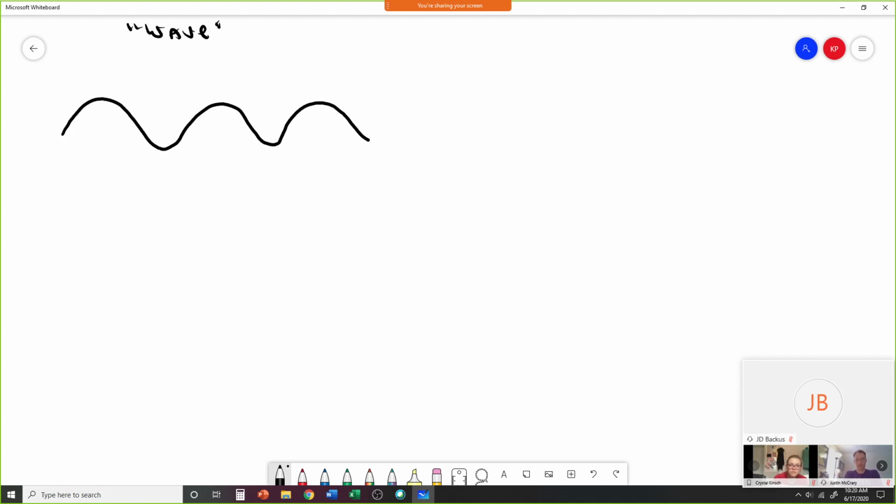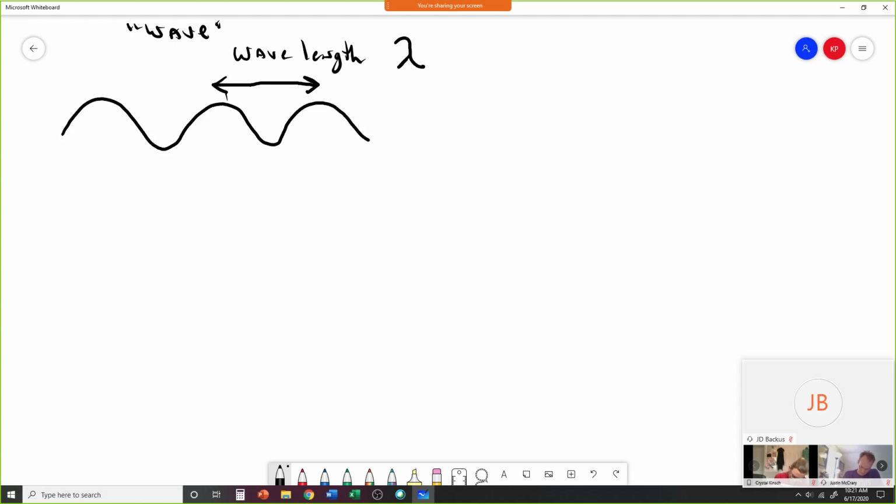Okay, but all waves have certain characteristics, and one is that the distance from peak to peak, or trough to trough, is called the wavelength. And we're going to give it a special symbol. All right, that's a lambda. Yep, lambda. Okay.